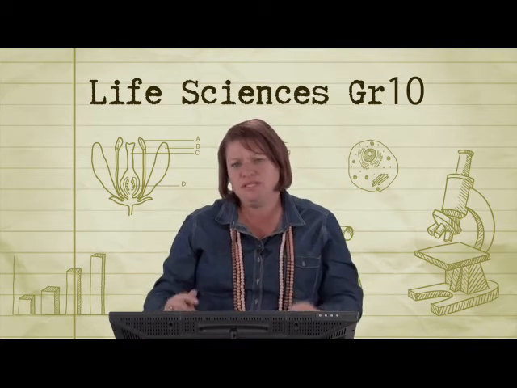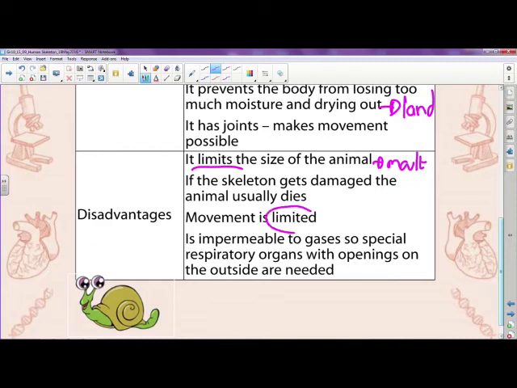Also, the movement is limited. Remember, it's a hard outer covering. It allows for movement, but it doesn't allow for free movement. Now, here, when we say impermeable to gases, what does that mean? It's hard, all right? When we say it's hard, gases cannot diffuse in or diffuse out. So no diffusion.